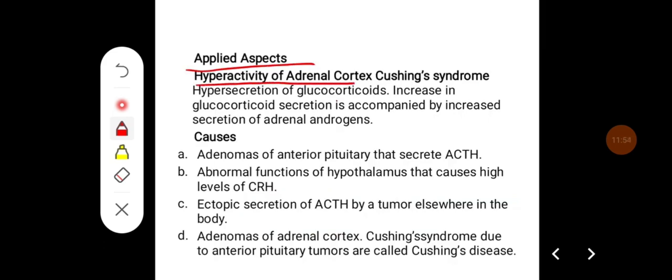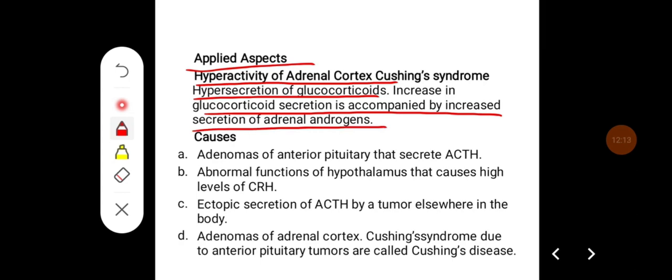Whenever there is a hyperactivity of the adrenal cortex, it leads to a group of symptoms called Cushing syndrome. Obviously, it occurs because of the hypersecretion of glucocorticoids, and there is increased glucocorticoid secretion accompanied by an increase in the secretion of adrenal androgens.